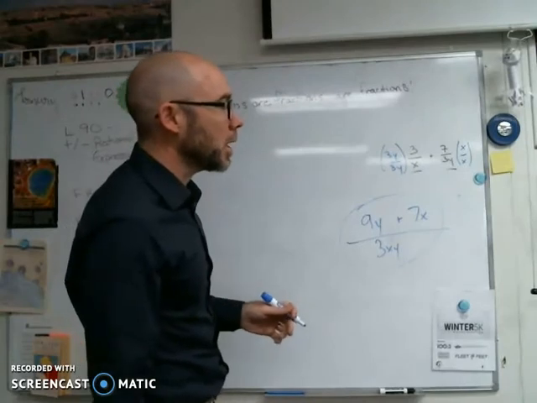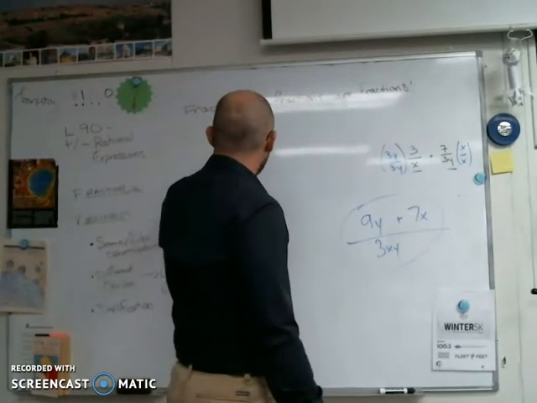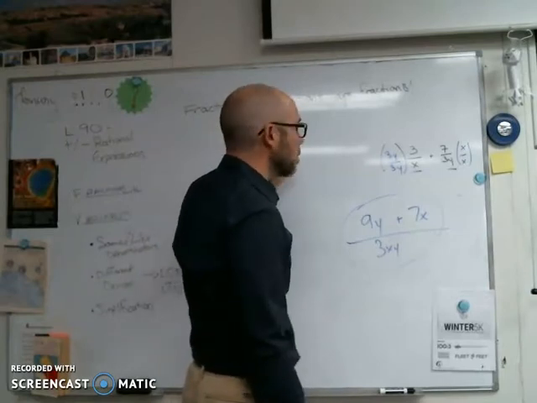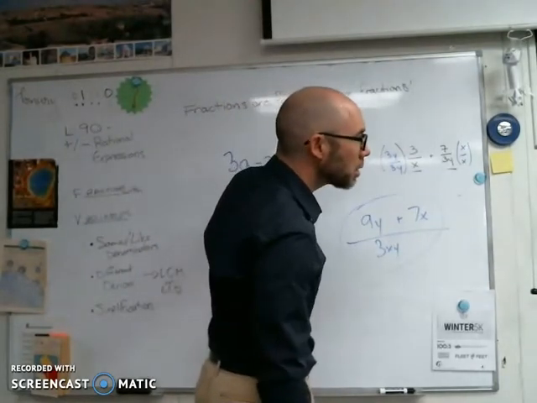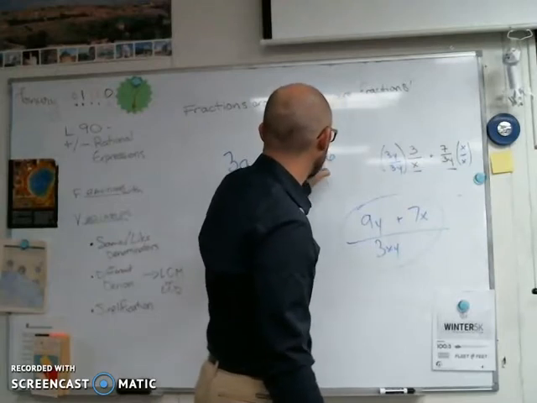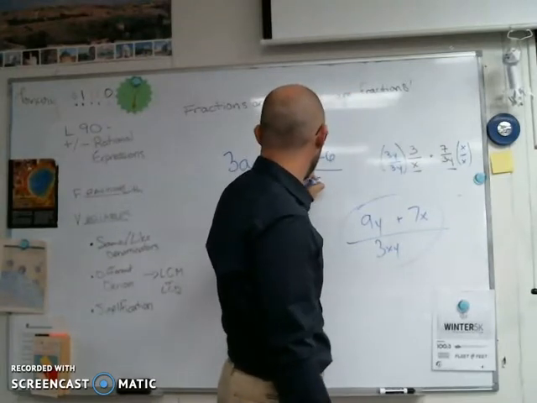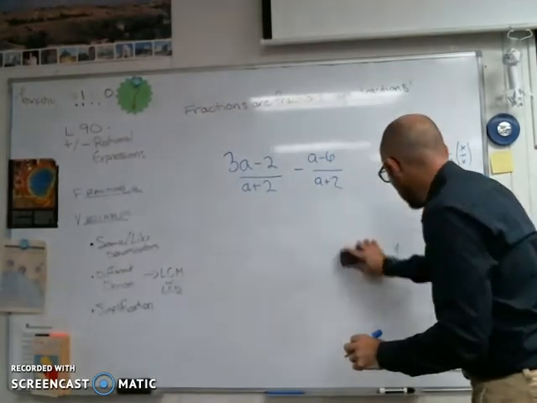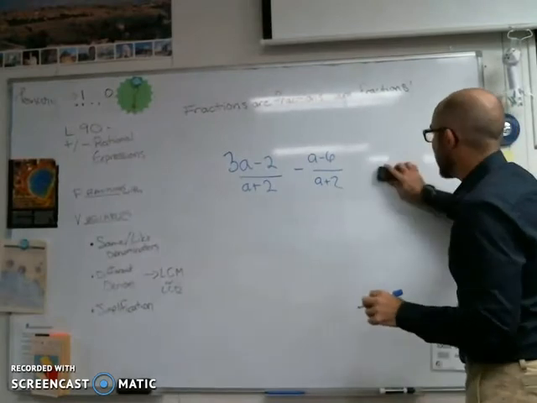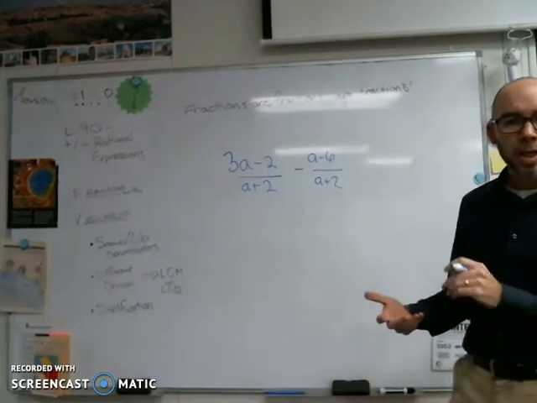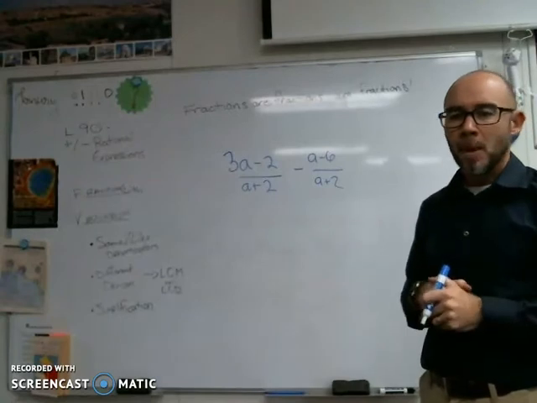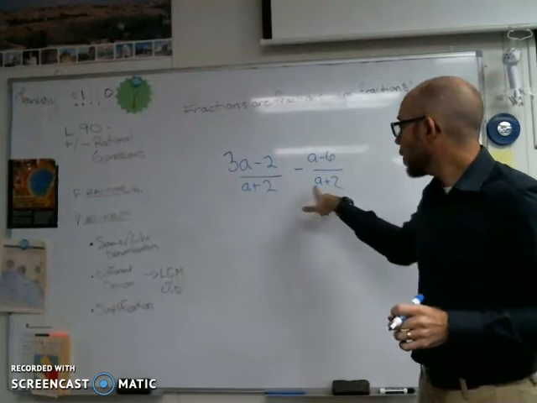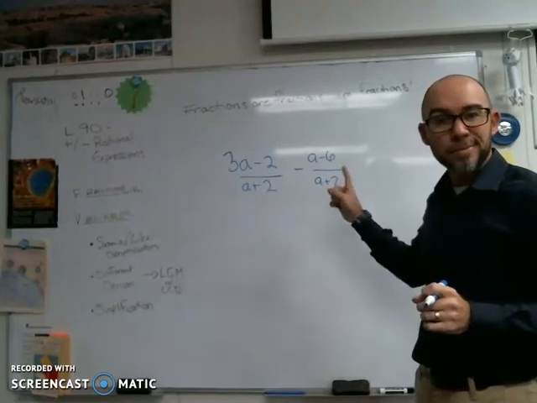Okay, so let me take up the problem 3a minus 2 over a plus 2, and we're going to subtract a minus 6 over a plus 2. Okay, let me get rid of this stuff now. I think you've had long enough to copy that down, and I want you to look at that for a minute. Do you notice what type of problem this is with the fractions, at least? You've got the exact same denominator.